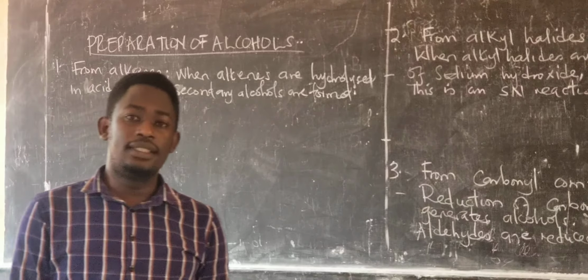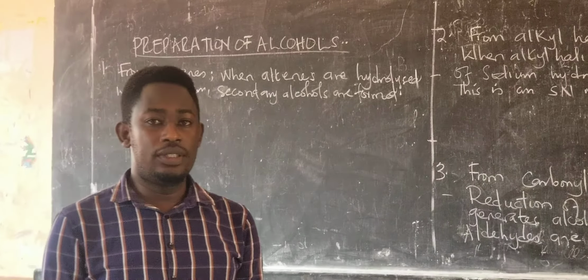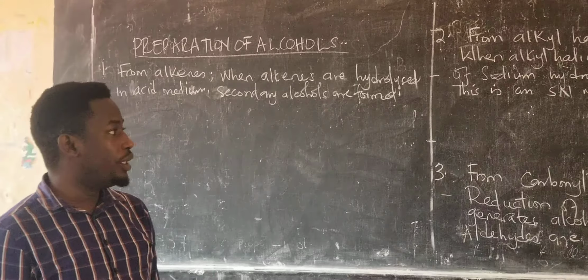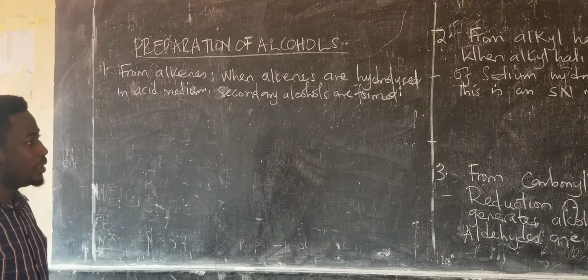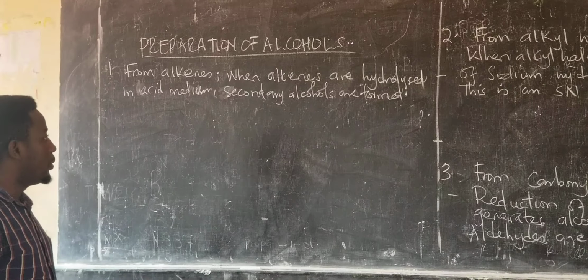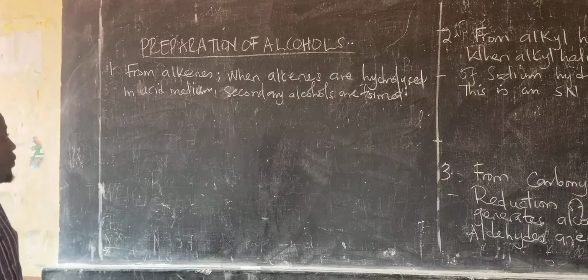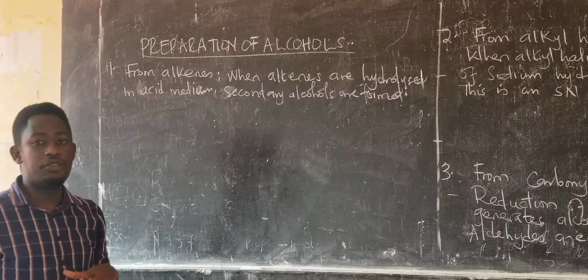Look at the synthesis of alcohols. There are different ways of preparing alcohols, and we want to discuss them in detail. The first one is that alcohols can come from alkenes.